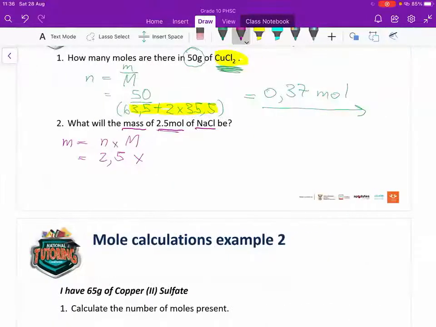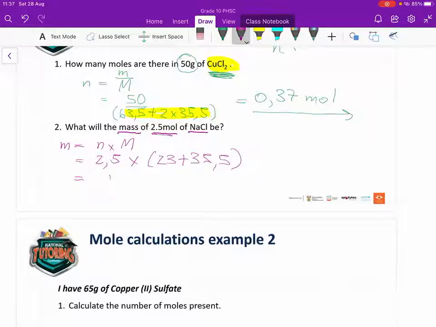If we just add them together and put them in brackets, then our calculator will know what to do. Now remember, you're adding them, you're not multiplying them. Let me make that a bit clearer. So it's going to be 2.5 times (23 plus 35.5), and I get 146.25.